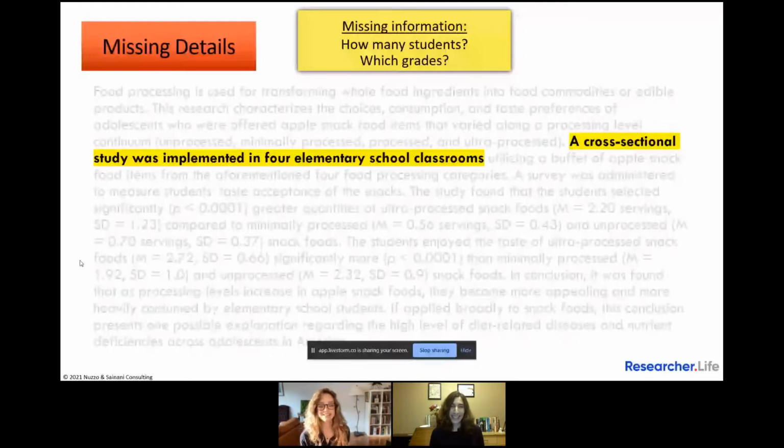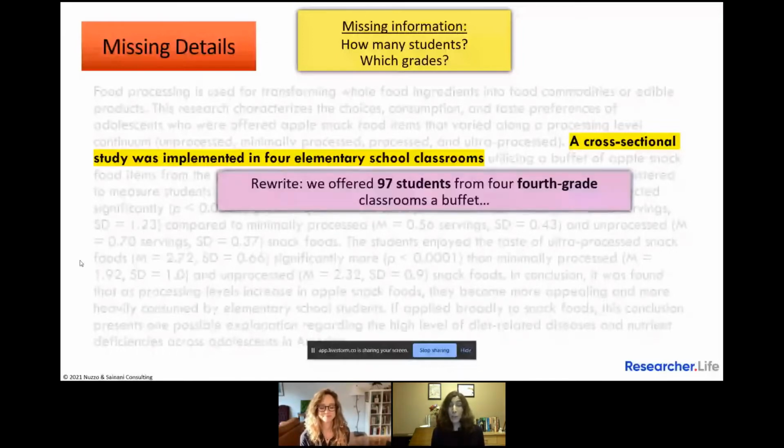Sample size, right? How many? Give me some of these details. I feel like, statisticians, we need the sample size. We need to know what's going on here. They left it out. We're both statisticians, and I think the first thing we want to know is, well, how big was your sample size? So in my rewrite, I said we offered 97 students, to specify the number, from 4 4th grade classrooms. That would be kids that are 9 to 10 years old.